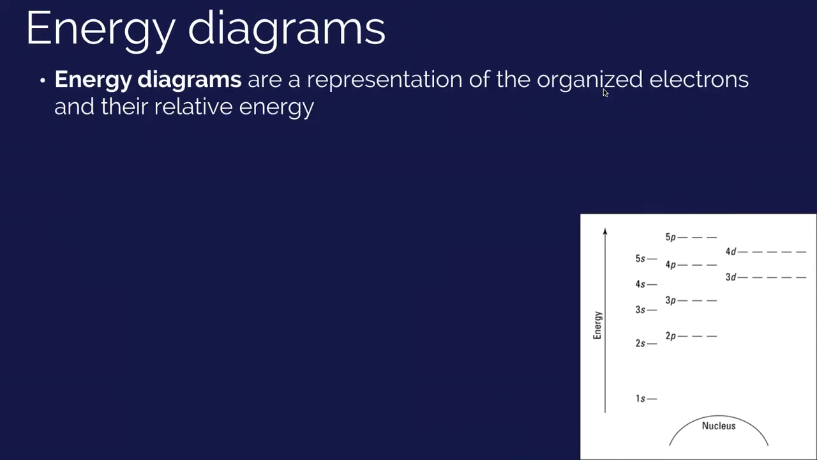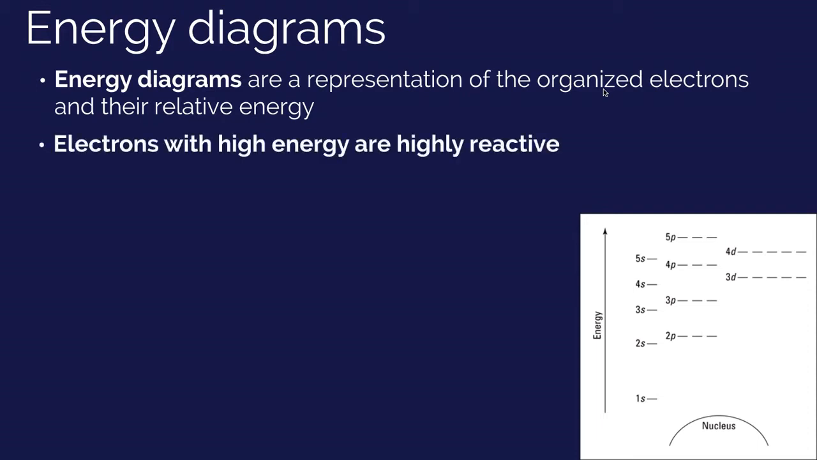So, one more time, these energy diagrams help us organize all our electrons in an atom in order of increasing energy. And it's important to know what electrons have the most energy because electrons that have a high energy are also very reactive. So, when we're predicting the outcomes of a lot of our chemical reactions, we need to know which electrons are the ones that are involved.